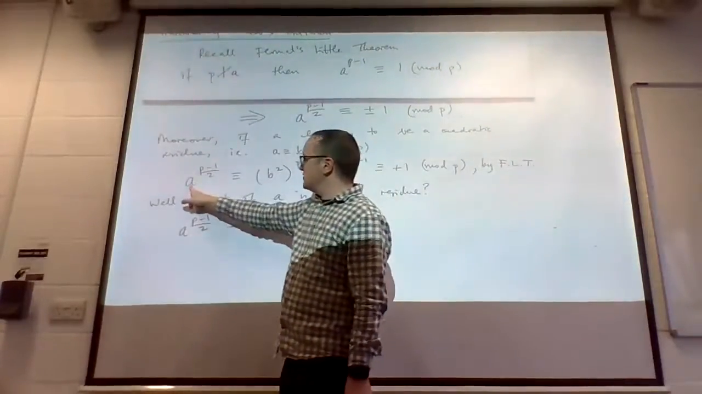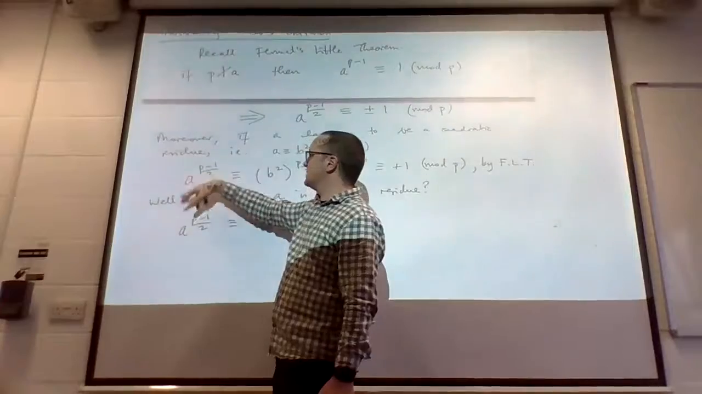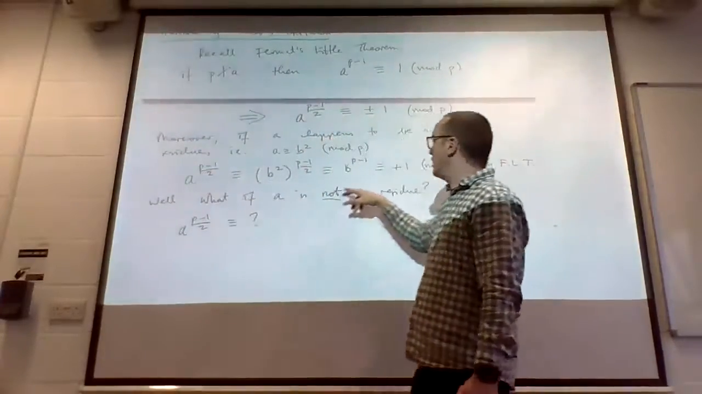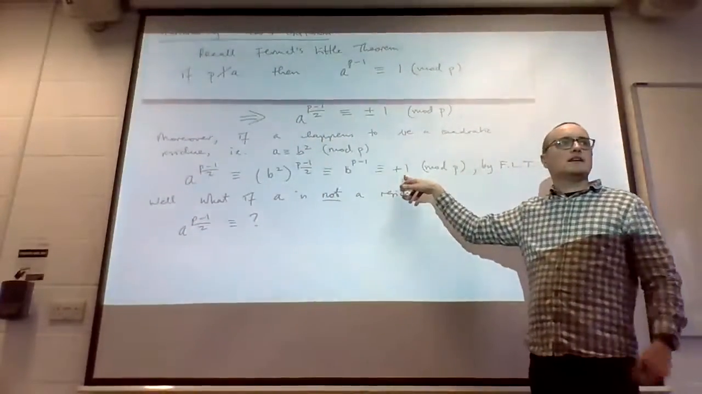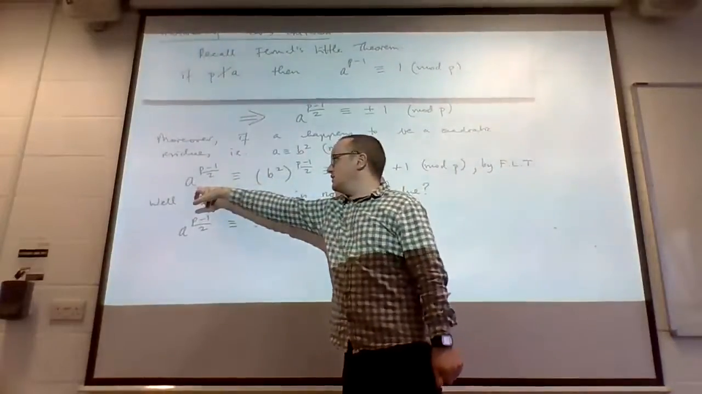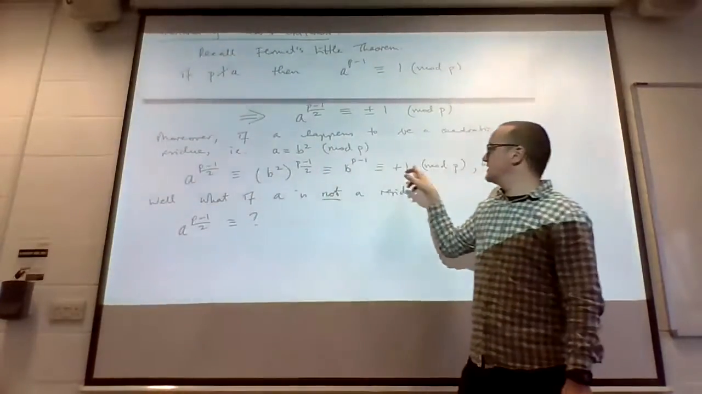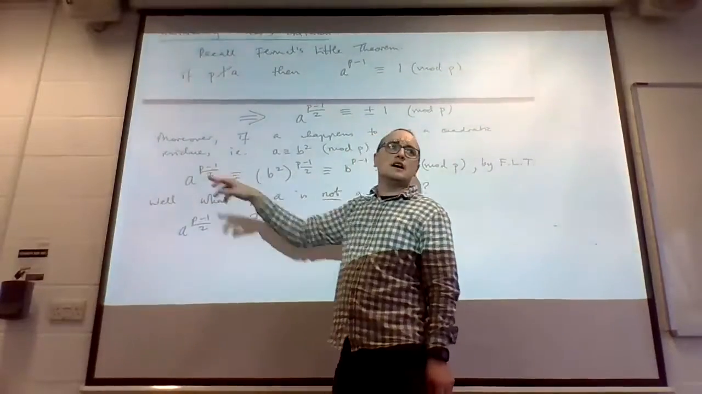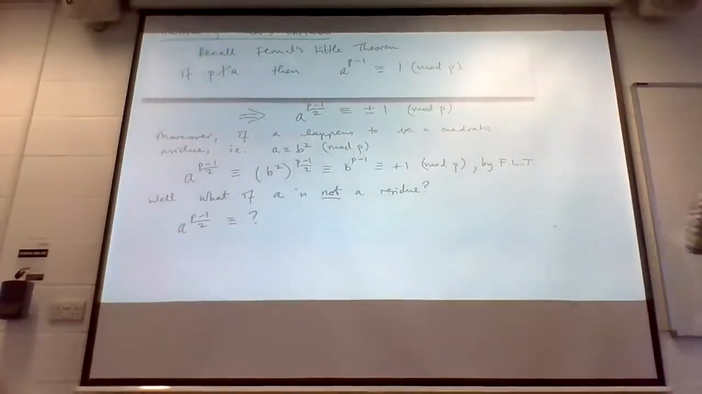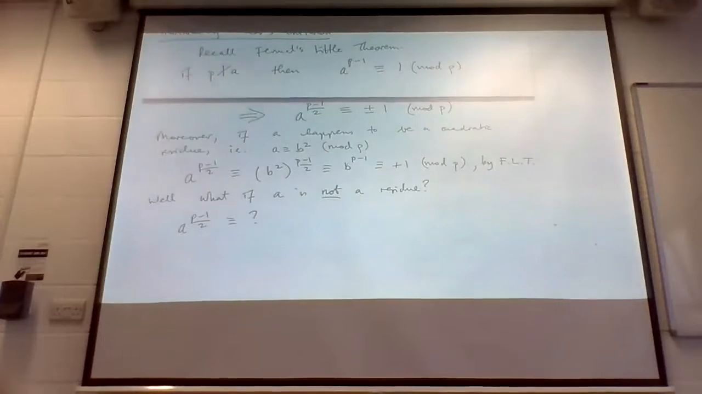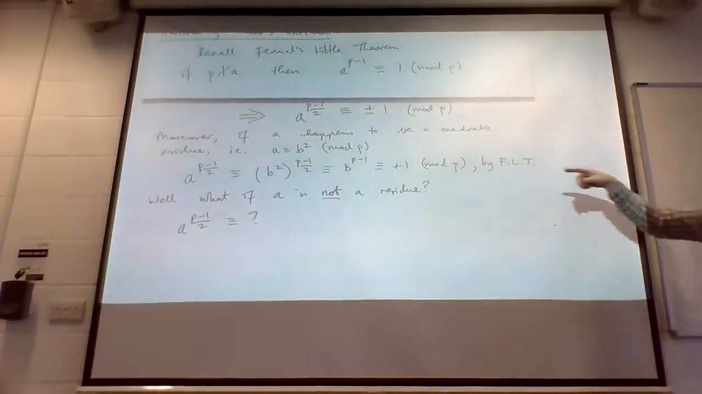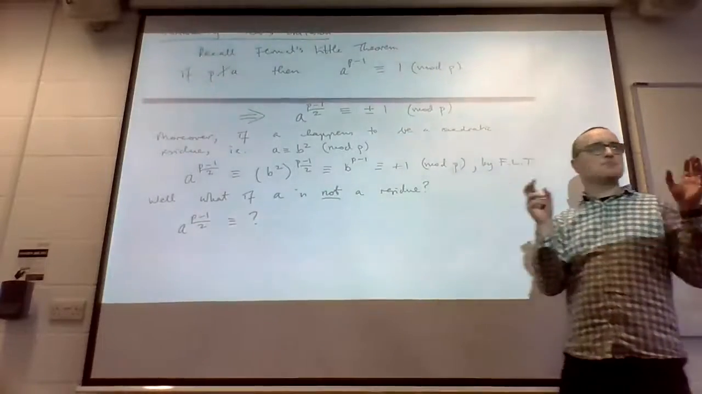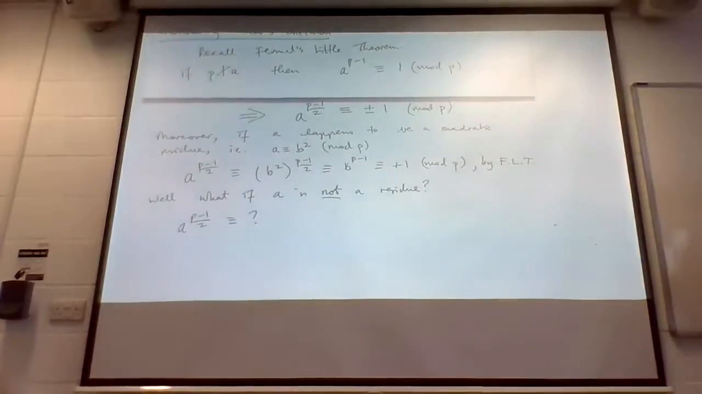So if a is a residue, it's a solution of x to the power of (p-1)/2 congruent to plus 1. Now that polynomial, this polynomial you're looking at from the very left to the right there, has degree (p-1)/2. And Lagrange's theorem tells us that for a polynomial modulo a prime, the number of solutions it has is bounded above by the degree of the polynomial.